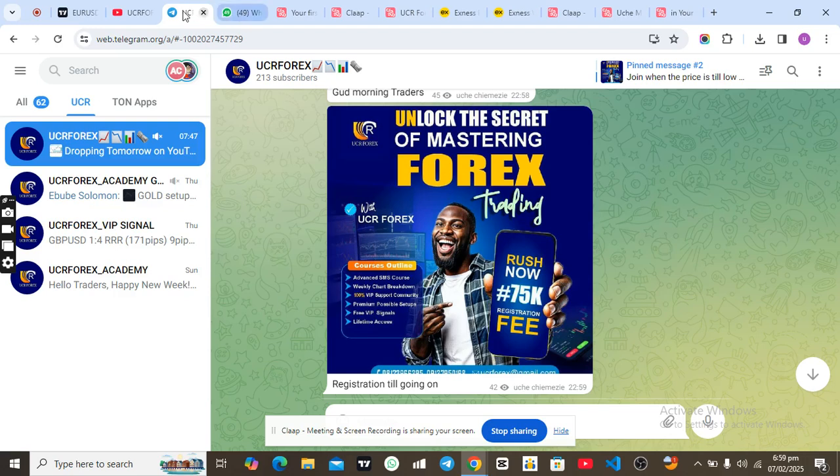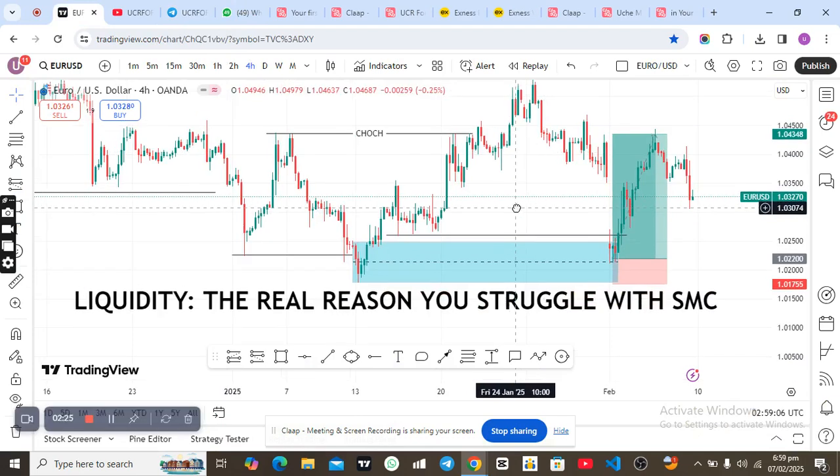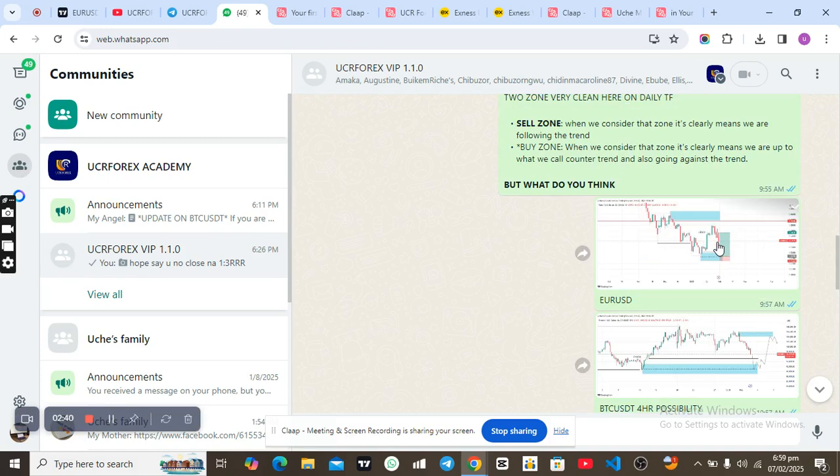All right. So without wasting much of your time, this Euro USD setup is what we'll be using to explain this whole topic. This setup was shared in our free community, and in our VIP community as well, where we analyzed Euro USD from higher time frame down to lower time frame. This was when we shared the setup, right?